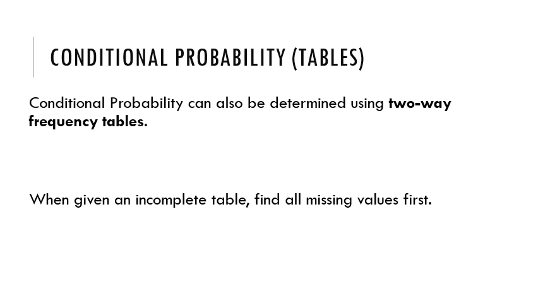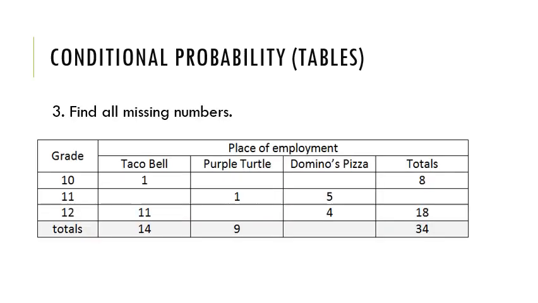Okay, conditional probability can also be determined using two-way frequency tables. We'll show you what one looks like in a second. And if you're given an incomplete table, find all the missing values first. All right, so let's fill out this table. So you can see, we call it a two-way table because it shows two different pieces of information, right? You have grade going this way, 10th, 11th, or 12th, and you have place of employment here, right? Taco Bell, Purple Turtle, Domino's, right? So two-way table because you have two pieces of information going a different way.